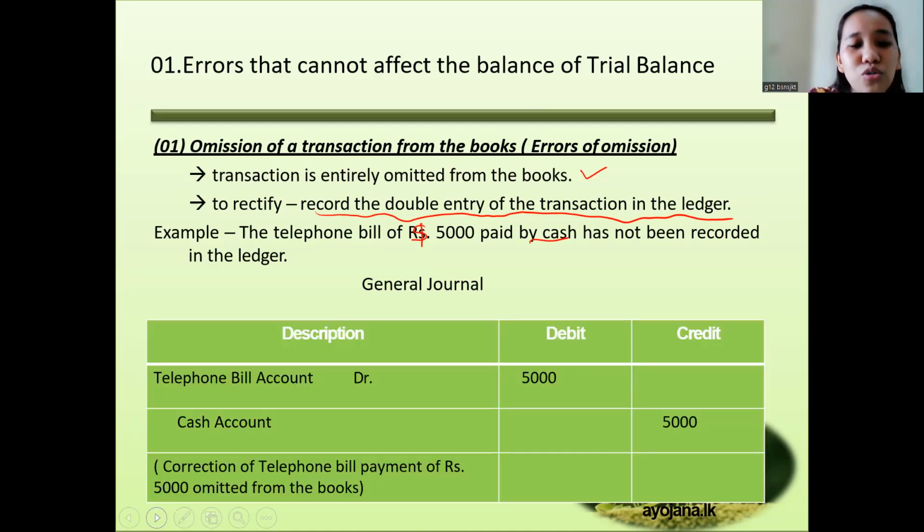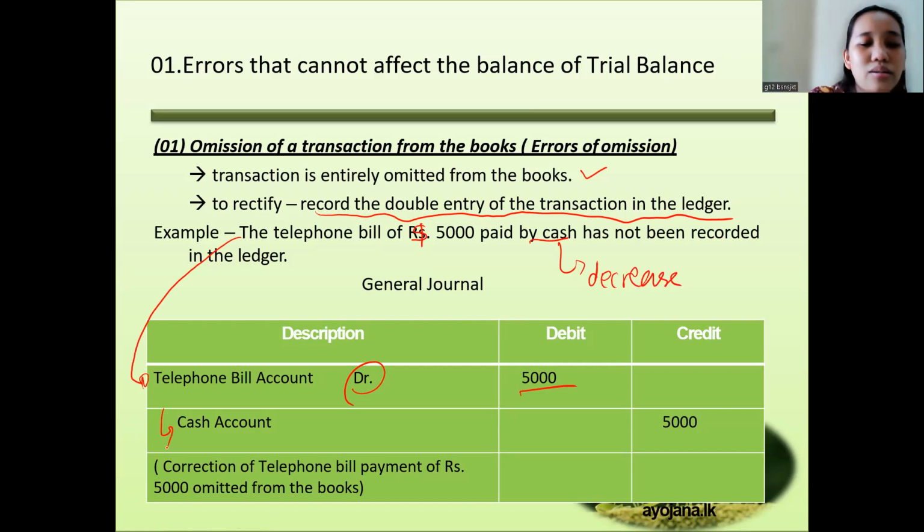Of course, we try to record them. Telephone bill expense increases on the debit side. We put 5,000 on the debit side. Whenever we pay by cash, that will make our cash decrease. Cash decrease, we put on the credit side. So this is the corrected entry that we need whenever we find some error of omission. Very easy, right? Yes, of course, the first one is very easy.